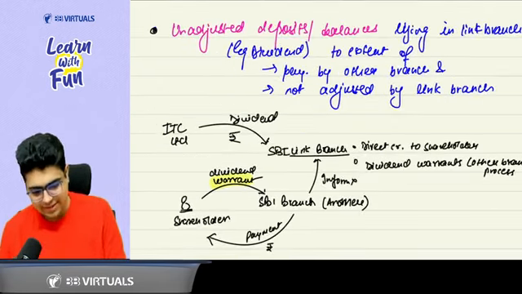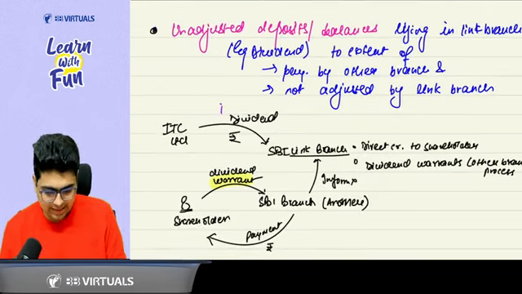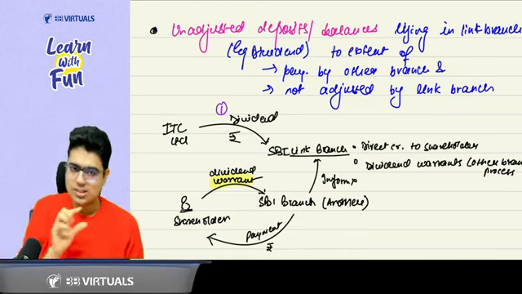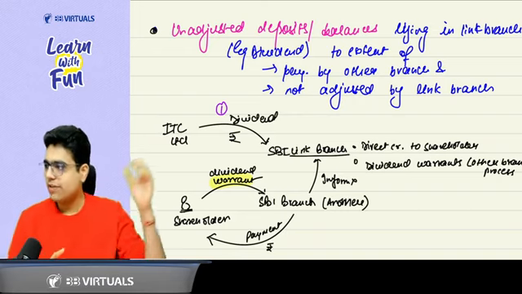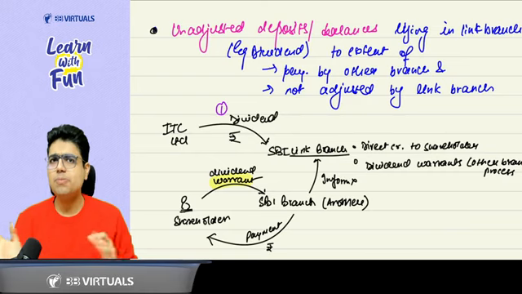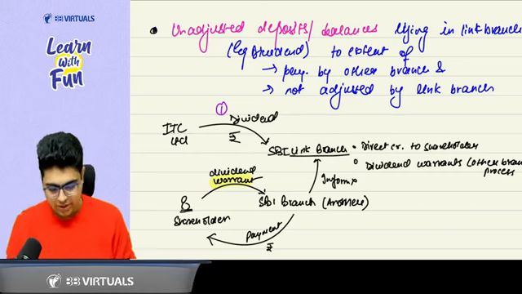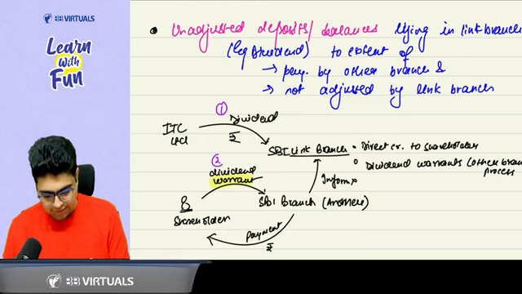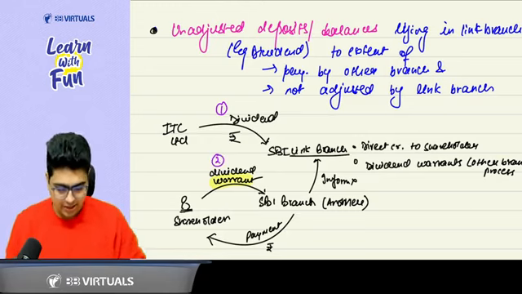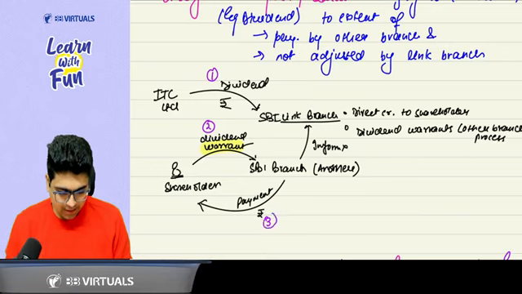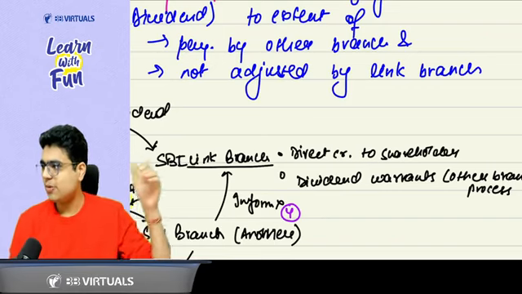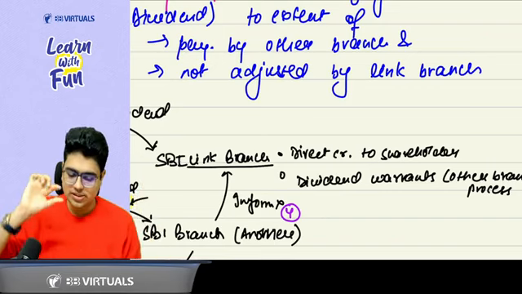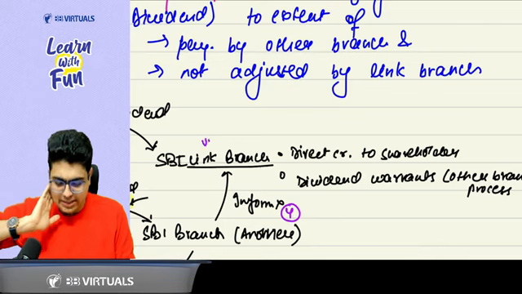Just understand one thing. In the first stage, ITC Limited credits the dividend to the SBI link branch. Then the shareholder could have got it as a direct credit to his bank account, but he got it through the dividend warrant. So the shareholder submitted the dividend warrant to another branch of SBI. The other branch made the payment, but it failed to inform the link branch. So this dividend amount is still unadjusted.